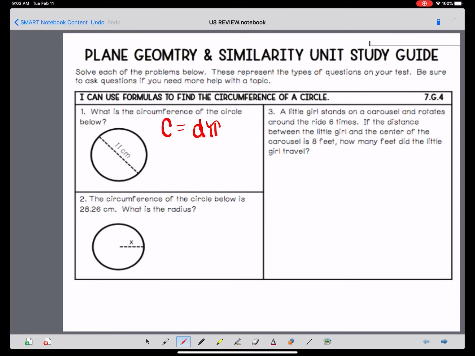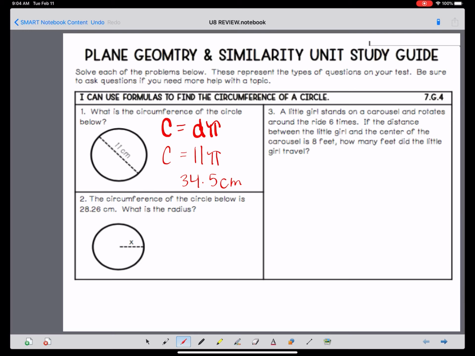Okay, so I'm going to plug in what I do know. It says, what's the circumference? Well, I do know that the diameter is 11, so I'm just going to plug in 11 for the diameter, and then put pi right there because it's part of the equation. All you have to do is, in your calculator, type in 11 times pi. And I'm getting 34.5 centimeters. Because it's asking us for the circumference, you don't have to put squared at the top of your answer. That's only if it's asking for area.